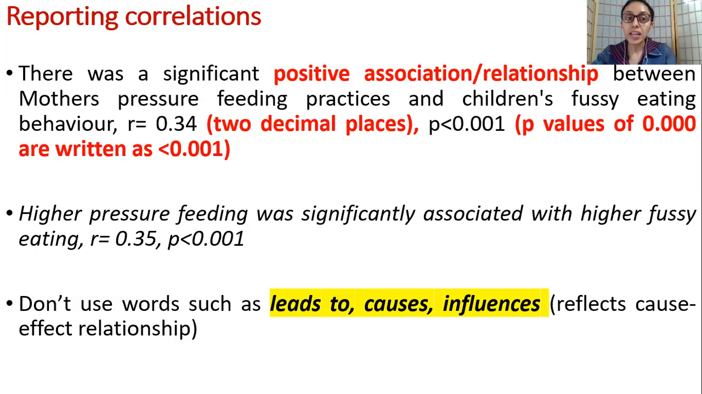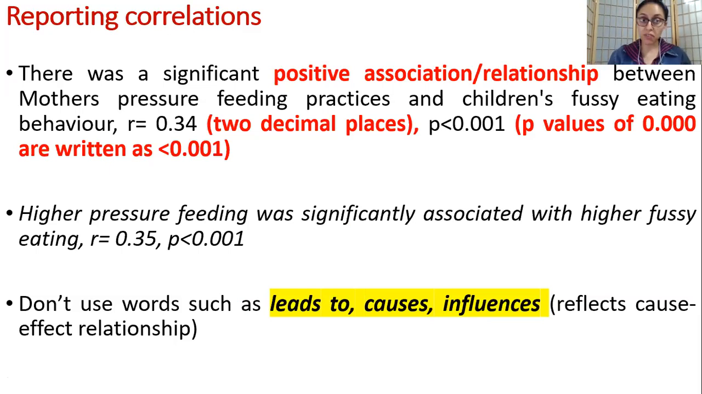And in your SPSS result, how do you know whether the association is positive? This is a positive association when your R value is positive. Your R value needs to be positive, which is 0.34 in this case, there is no minus sign. If this was minus 0.34, what would it mean? It would mean that as pressure feeding increases, fussy eating decreases. Does that make complete sense now when I talk about positive and negative association? This is how you figure it out when you look at your SPSS output.